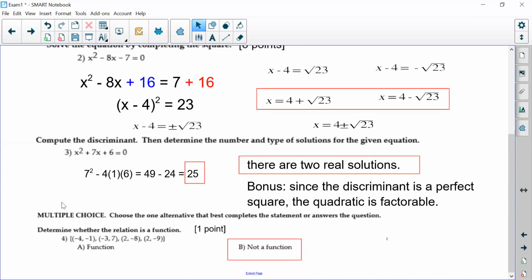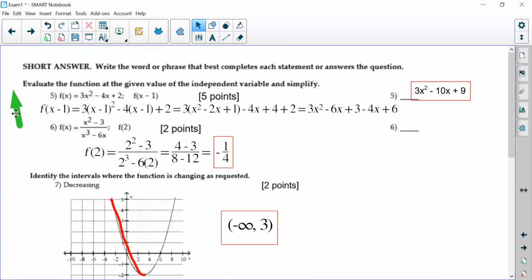Number 4 is not a function because 2 goes to two different y values. Functions only have one rule. Every x value has to go to one y value, and that doesn't happen here. Number 5. I forgot my pointer.